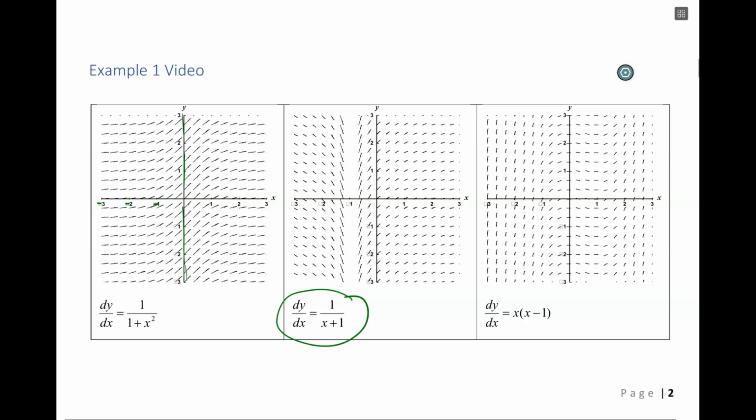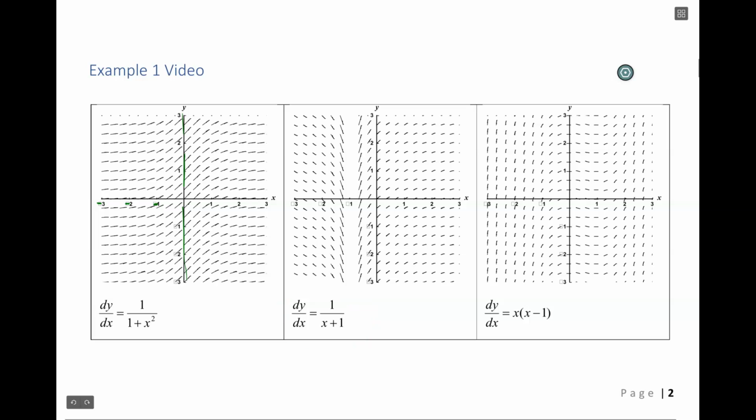The other thing that's interesting in comparison is that now we don't have the square. So when x is bigger than negative 1, we'll get positive slopes. And when x is smaller than negative 1, we'll actually get negative slopes. So instead of just seeing all positive like the last one, now we're getting negative slopes.